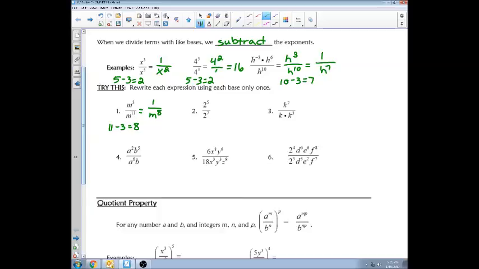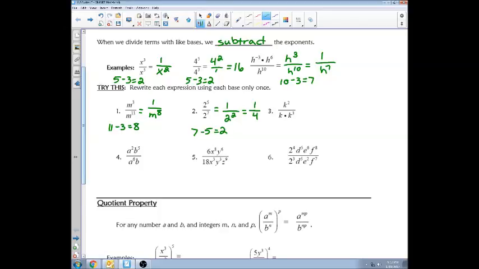On to problem number 2. I have 2 to the 5th over 2 to the 7th. 7 minus 5 will be 2. I need to have 2 raised to the second power. Since 2 to the 7th is larger than 2 to the 5th, and that is in the denominator, I will have 2 raised to the second power in the denominator. So my answer would be 1 over 4.